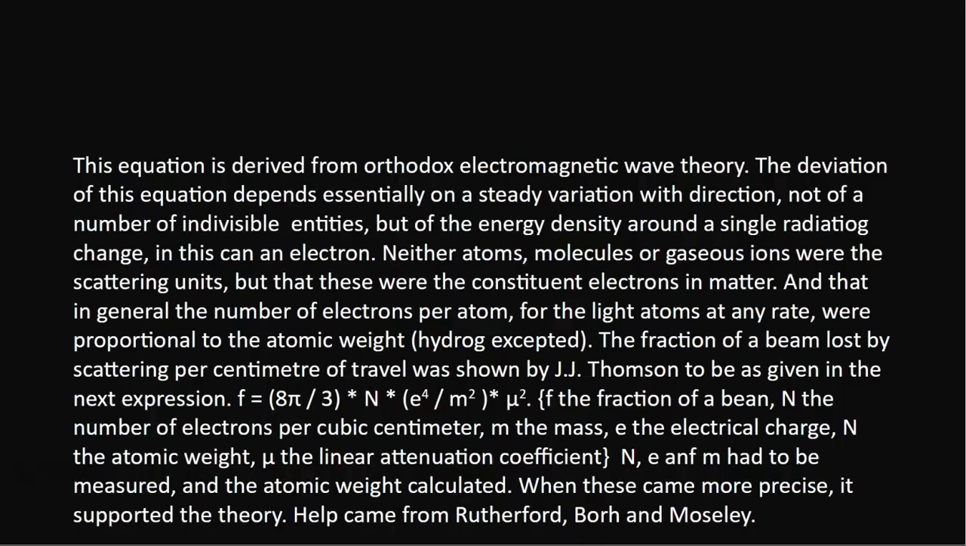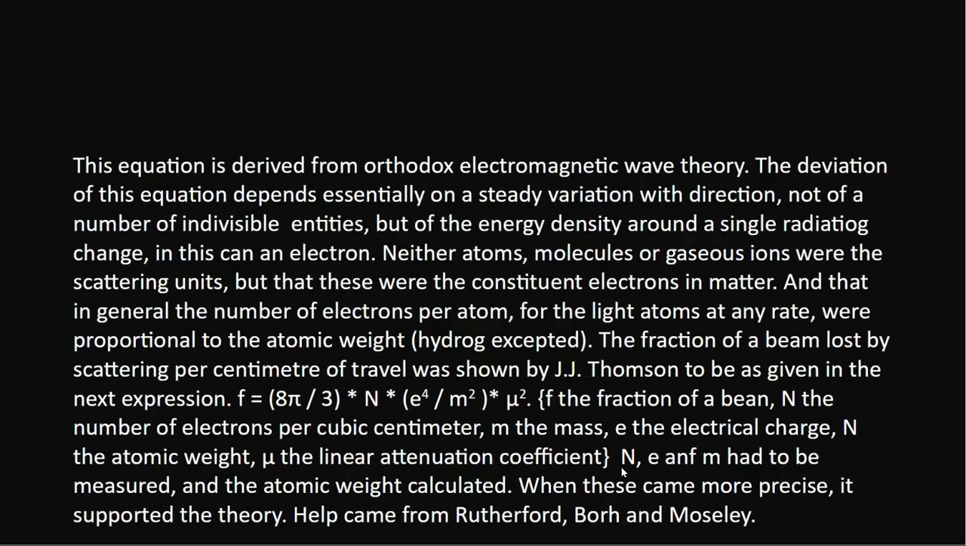F = 8π/3 × n e⁴ / (m² μ²). And you can see what those letters mean. F is the fraction of a beam, n is the number of electrons per cubic centimeter, m is the mass of the electrons, e is the electric charge, A is the atomic weight, and μ is the linear attenuation coefficient. N, e, and m had to be measured and the atomic weight calculated.